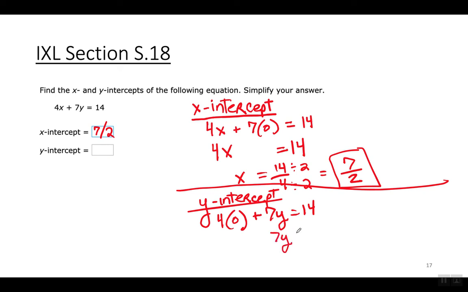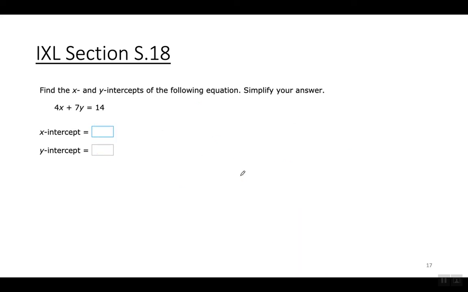So 7Y equals 14. I mean, come on, mental math, you can see Y has to equal 2. Try to do as much as you can mentally when it's easy. That'll make you much stronger at math. All right, so the Y-intercept is 2. We're almost done, a few more.